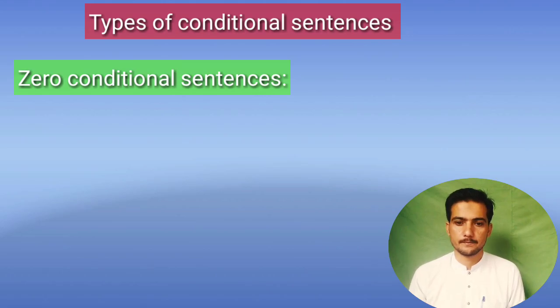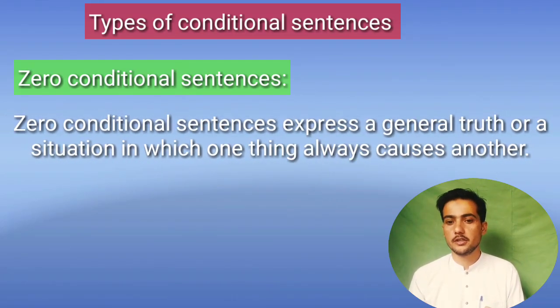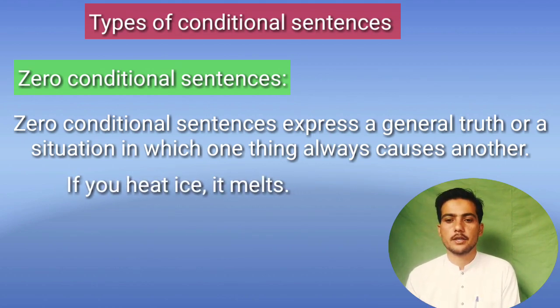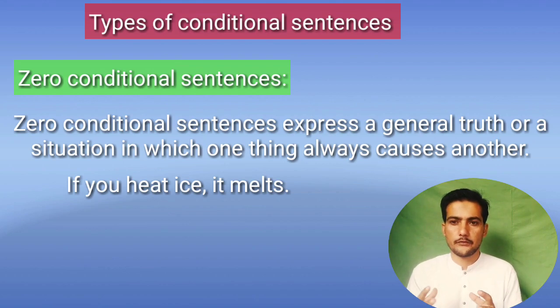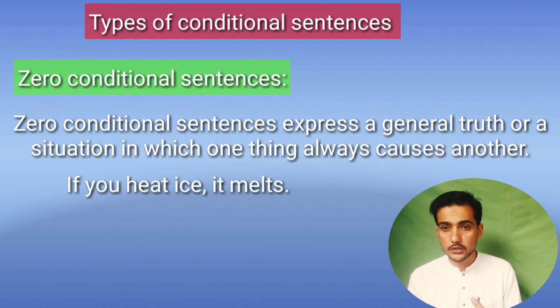Zero conditional sentences. Zero conditional sentences express a general truth or a situation in which one thing always causes another. For example, it is a general truth, a scientific fact. If you heat ice, it melts. So it is a general truth. If I do the same process in Pakistan, it will happen. If I do it in America, it will happen there as well, because whenever you heat ice, it melts. So it is a kind of scientific fact.